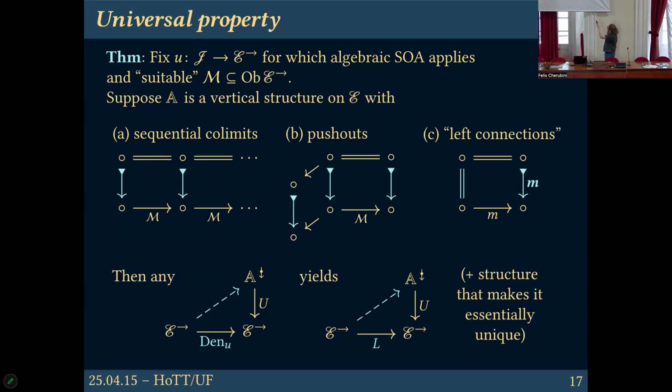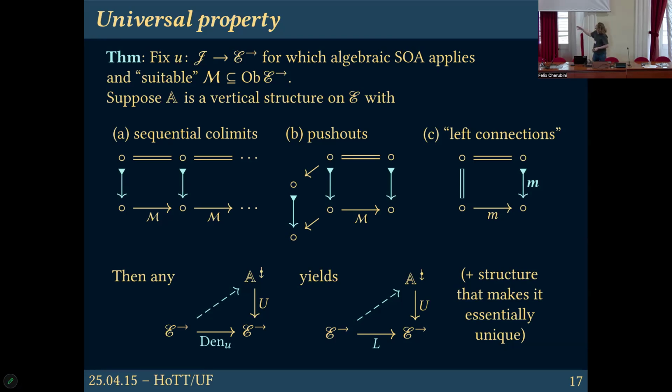And you have some vertical structure which has all these constructions in it, and also something called the left connection. Then anytime you can lift the density comonad through the category of vertical morphisms of this thing, you can also lift the left vector functor through the same thing. And there's even some structure you can impose on this thing that makes it essentially unique. So it's some kind of universal property.